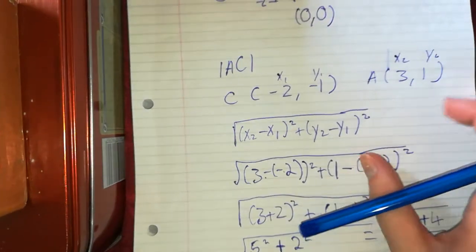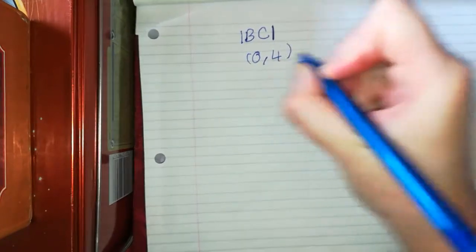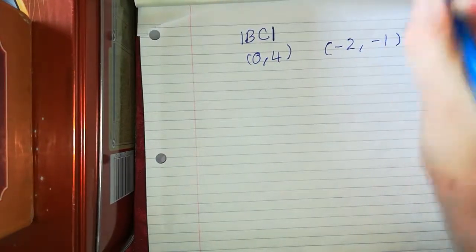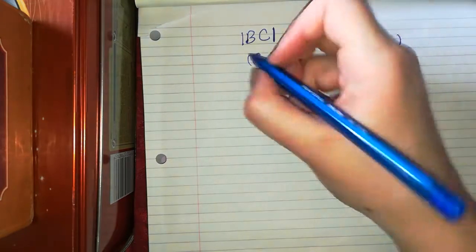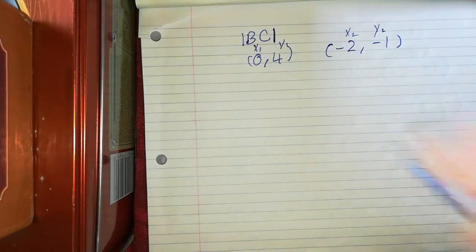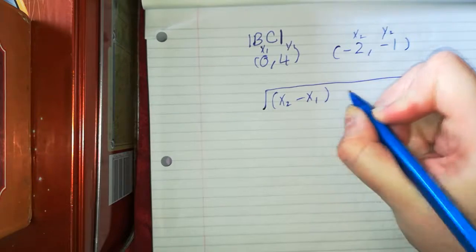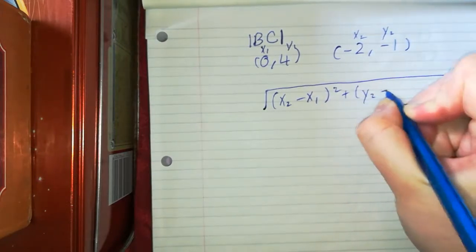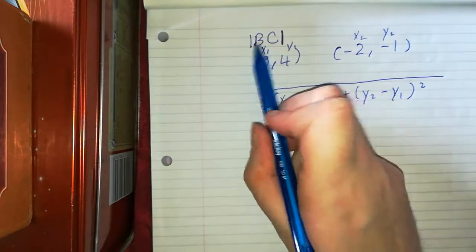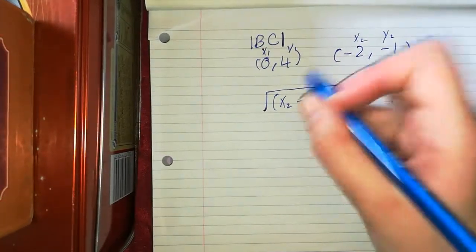So we are asked to show that the length of AC is equal to the length of BC. So we're also going to have to get the length of BC and show that it's also the square root of 29. So B is (0, 4) and C is (-2, -1). Just the same as before, we're going to have to label one of our points x1, y1, and the other x2, y2. So we add our formula: the square root of (x2 - x1)² + (y2 - y1)². And when you have two lines on the side of it, that means the length of the line BC. So we're going to just plug this in.